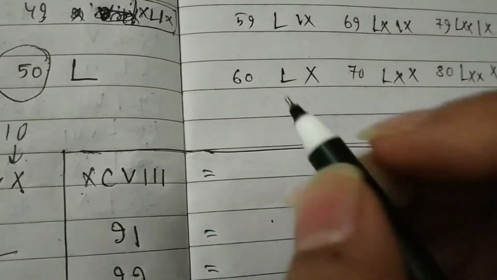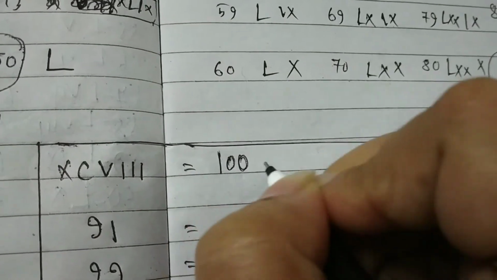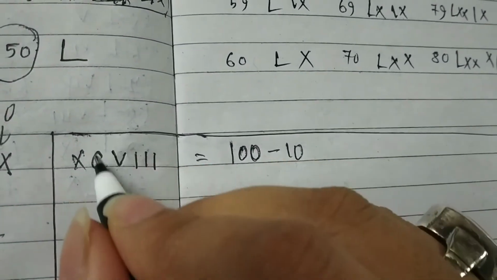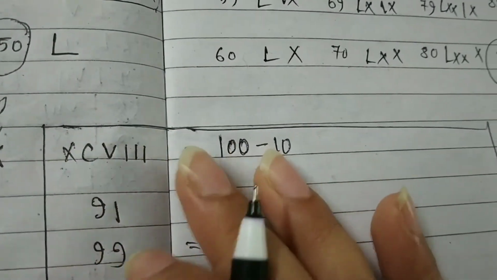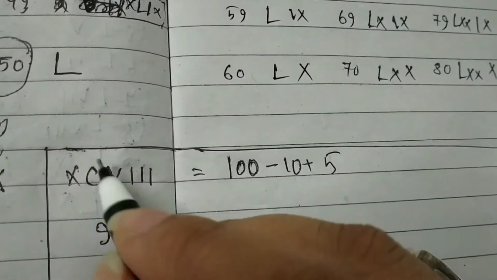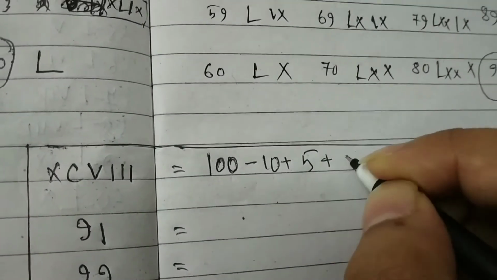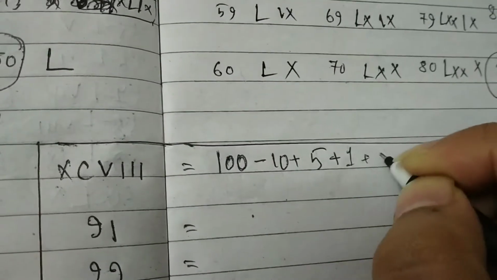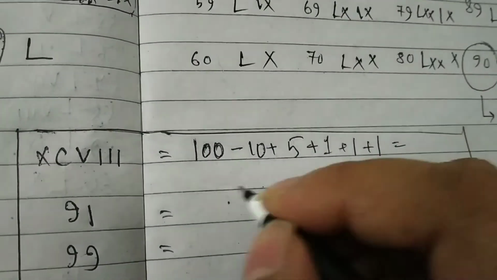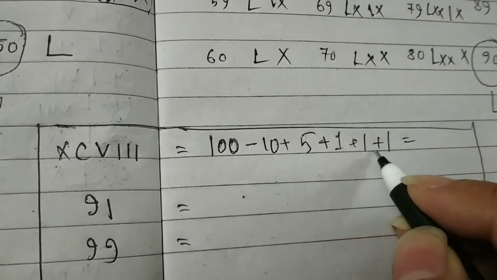So XC, we can write it as 100 minus 10. Then you see all these numbers are from bigger to smaller. That means all this will be added. So add 5, V stands for 5, and triple I, so I stands for 1, 1 plus 1 plus 1. So that will conclude as 93, 94, 95, 96, 97, 98.